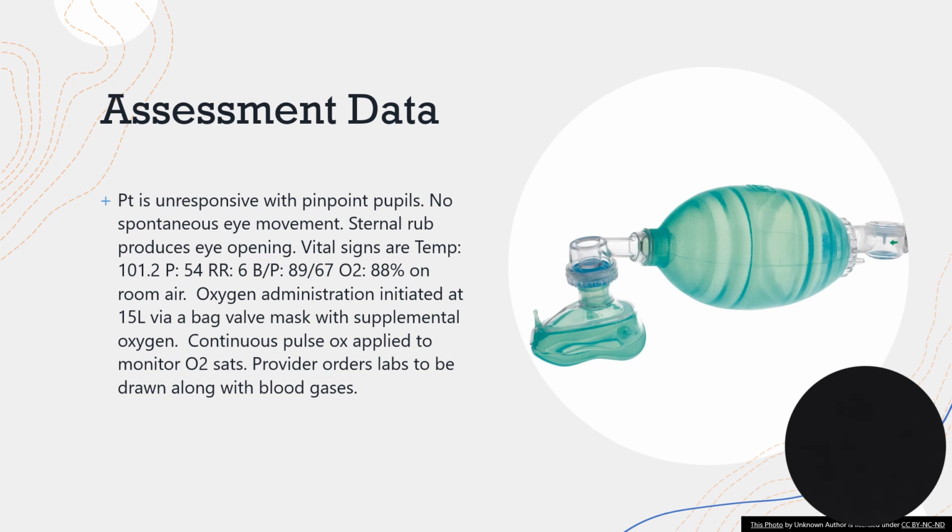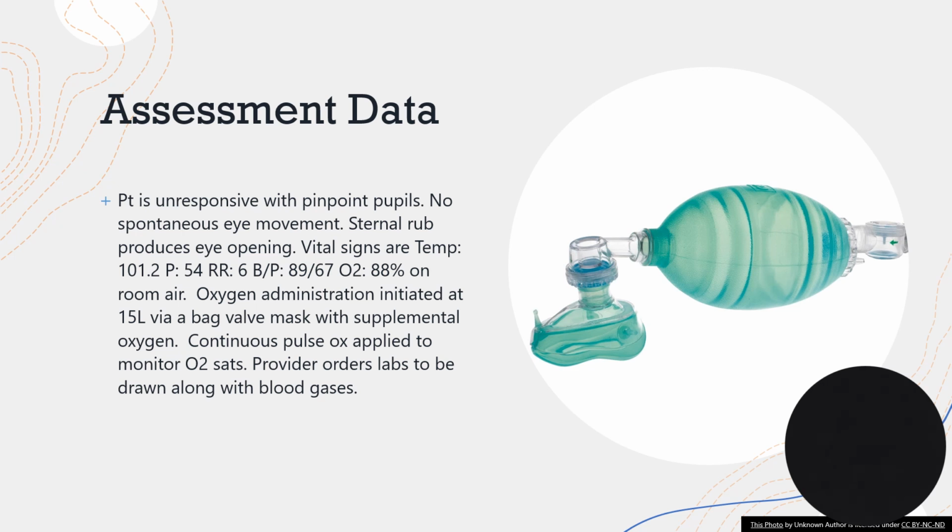She checks his vital signs. His temperature is 101.2. He's febrile. He is bradycardic with a pulse of 54. His respirations are 6. He's breathing real shallow. His blood pressure is low, hypotensive, 89/67, and his oxygen is 88% on room air.